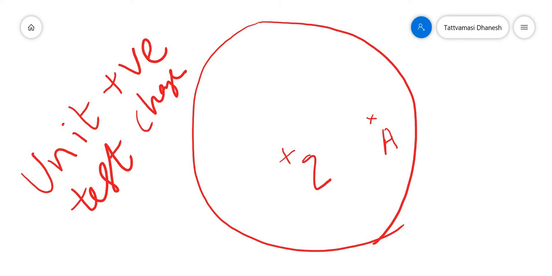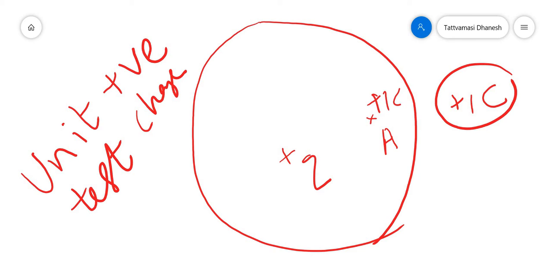So we will bring a unit positive test charge, which means it is plus 1 coulomb. That's all. Unit positive test charge means both are the same. This plus 1 coulomb and unit positive test charge both are the same. I will bring plus 1 coulomb charge here. Then how much force is experienced? That force, we call it the intensity of electric field at this point A.